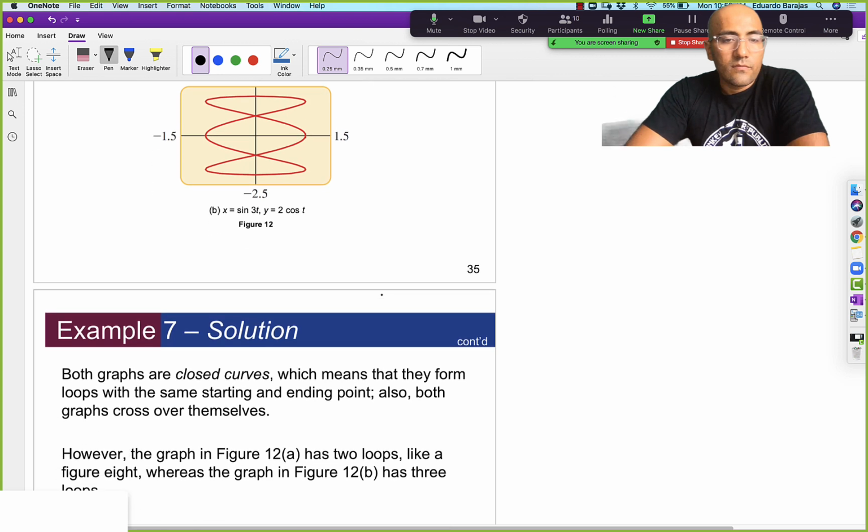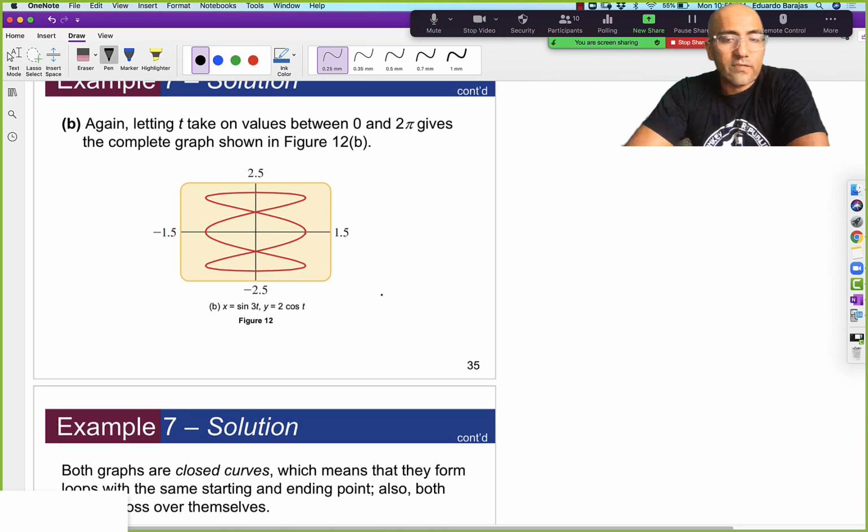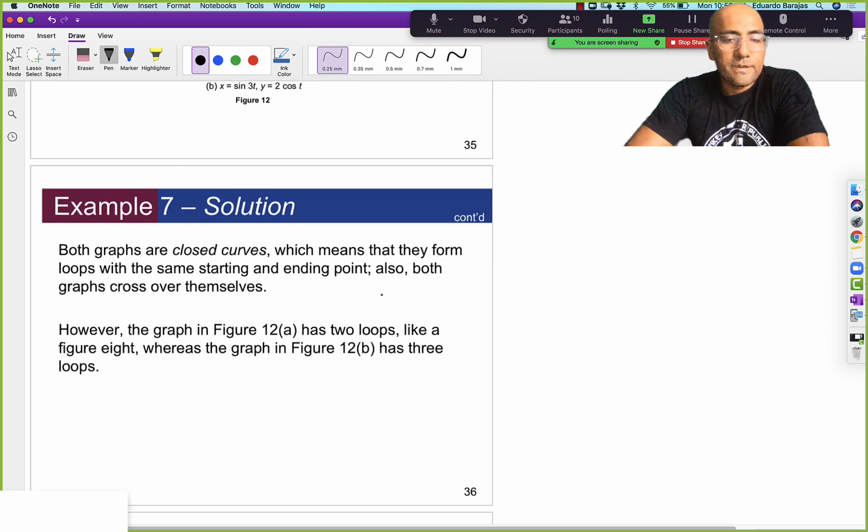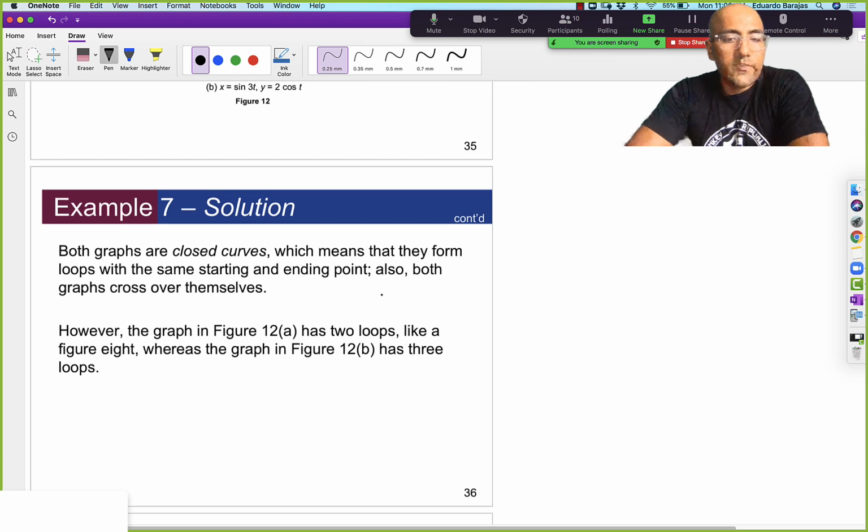Both graphs are closed curves, which means they form loops with the same starting point and ending point. Also, both graphs cross over themselves. So these are similarities between the two. However, the graph in 12a has 2 loops like a figure 8, whereas the graph in 12b has 3 loops.